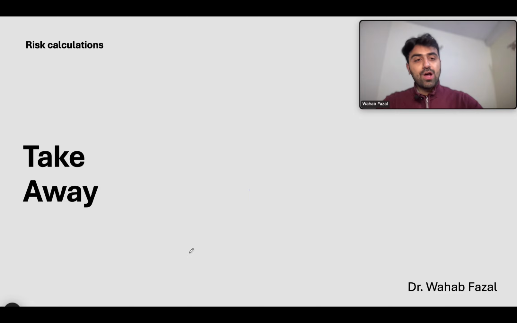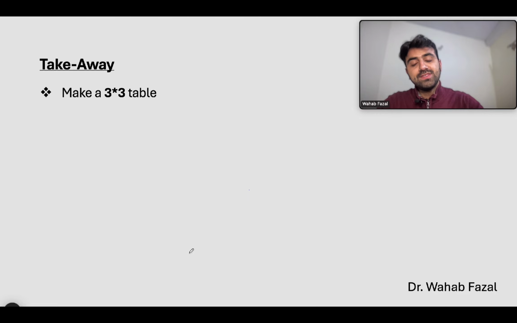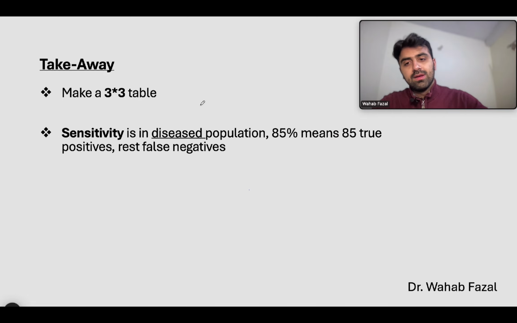So let us now summarize this whole mammoth of a video within a very few slides. First of all, I need you to make the 3x3 table: the outcome positive, negative, and then the total, and then the test positive, negative, and then total. The 3x3 table. If you want to make a diagnostic test calculation, make the 3x3 table.